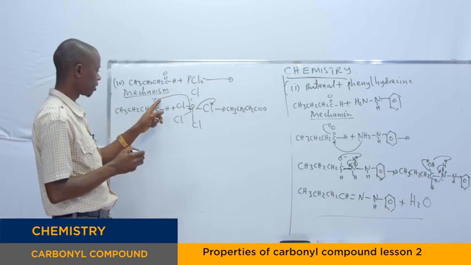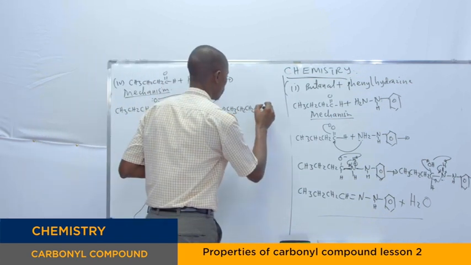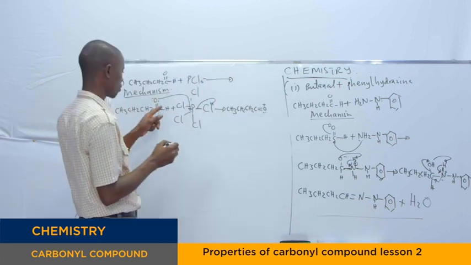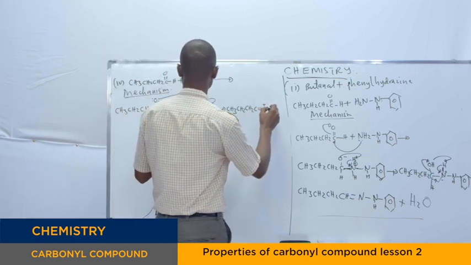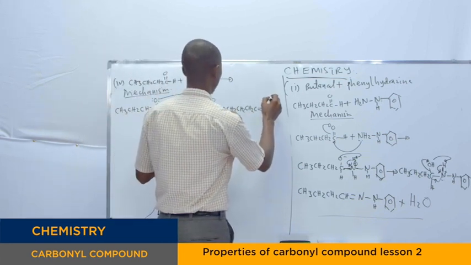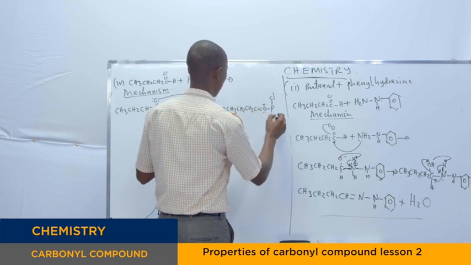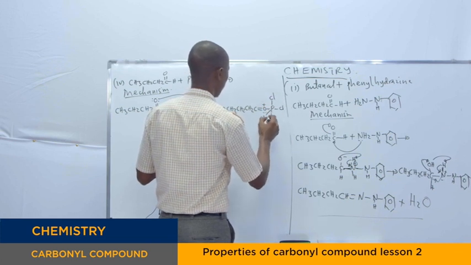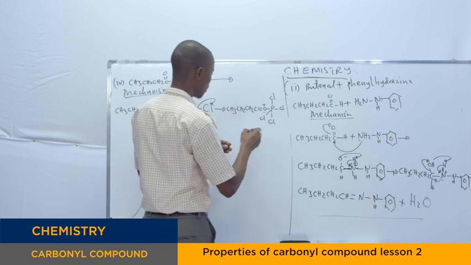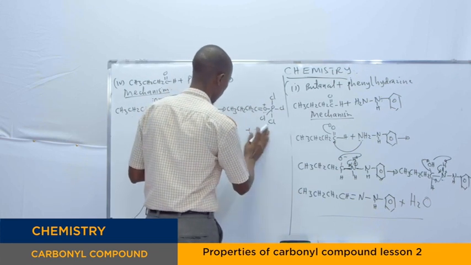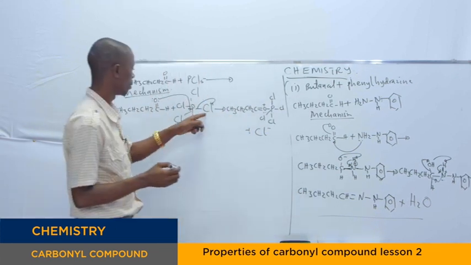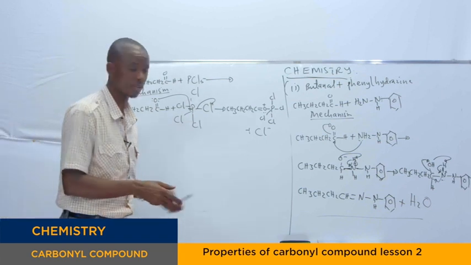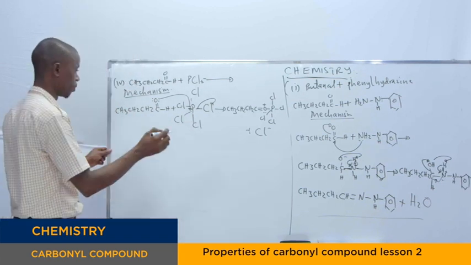This one, after losing this lone pair, will be positively charged. One of the lone pairs is lost, making a bond with phosphorus with four chlorine atoms, and the chloride ion, this one. So these are the products. So the process continues as follows.